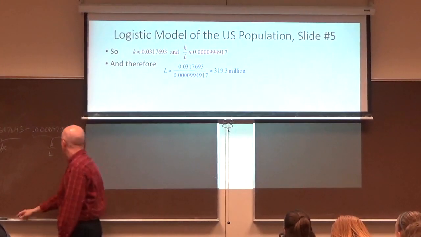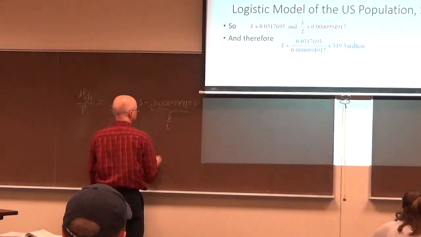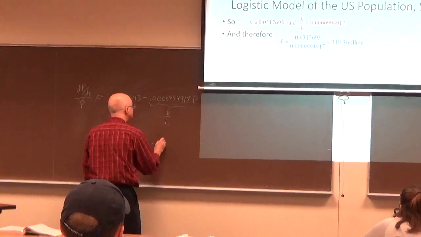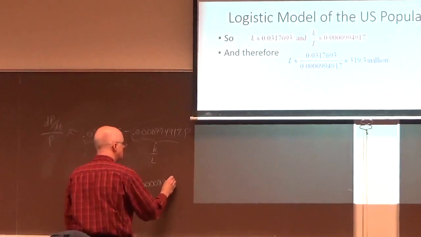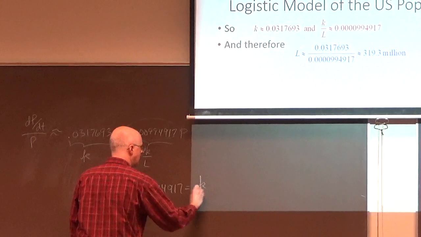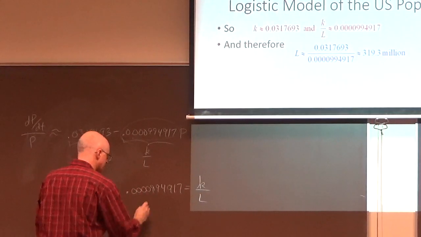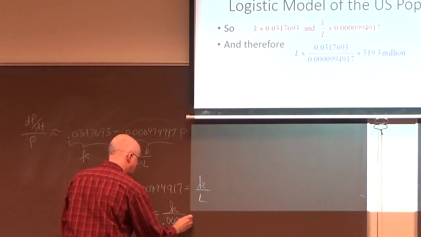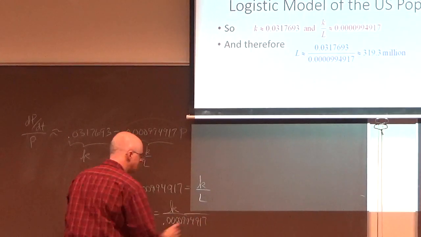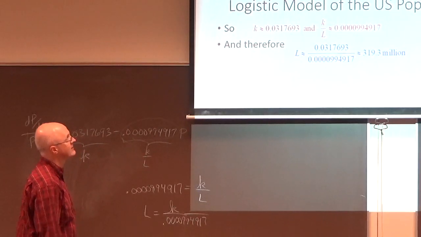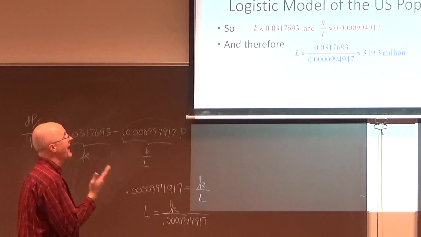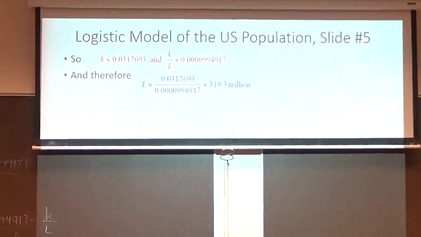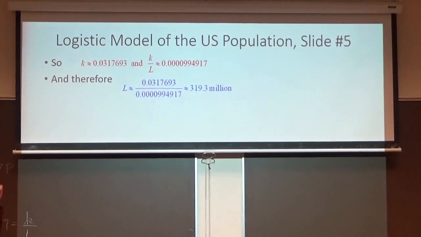Why? If this is K over L, I can just multiply both sides by L, and divide both sides by that number. L is going to be K over 0.0000994917. And K is 0.0317693. So L is about 319.3 million. That is what this is predicting for the carrying capacity of the United States.